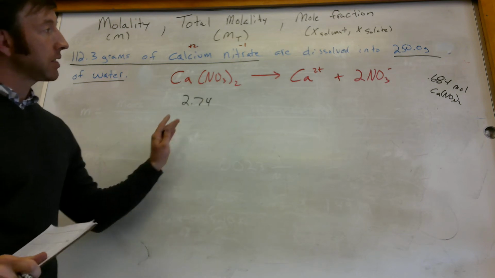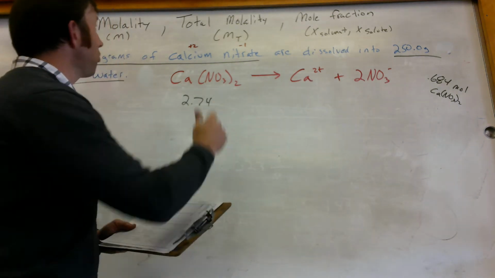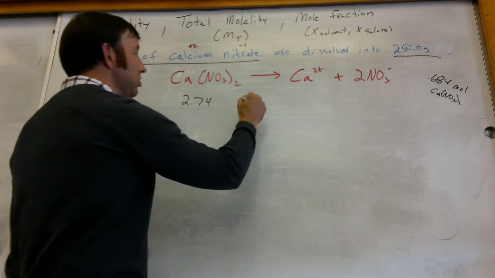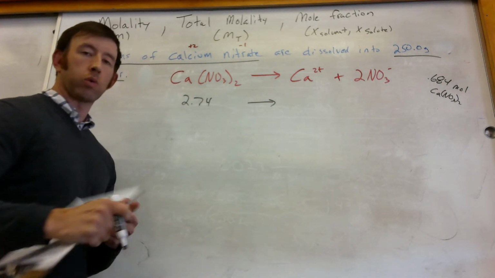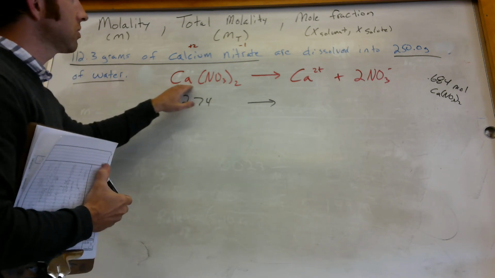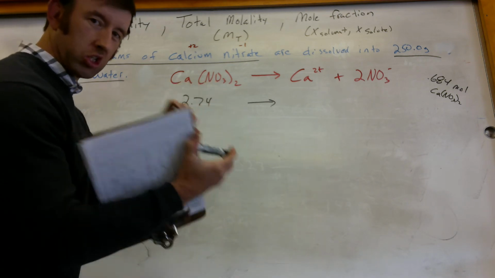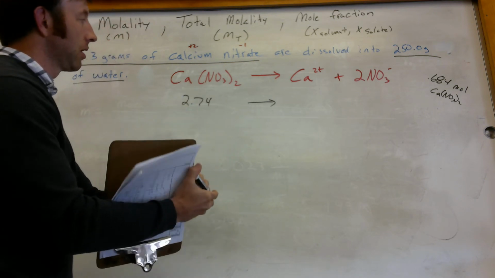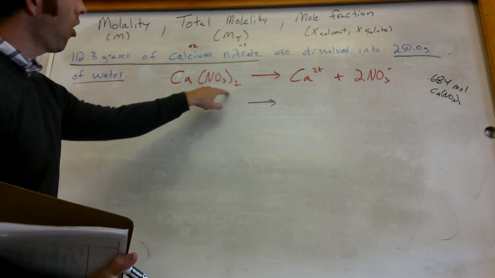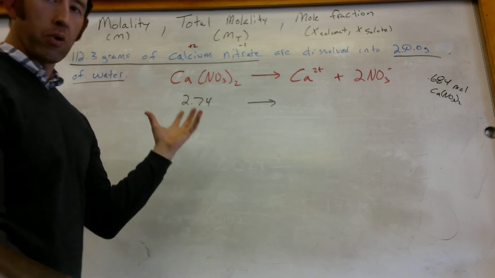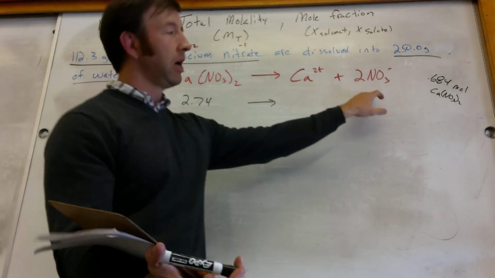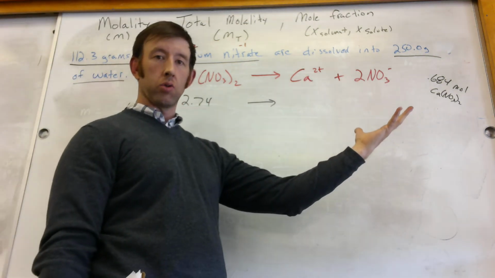Now, I wrote out my dissociation reaction because my total molality, my MT, is going to be a little different than my molality. Because what's happening here is I've got 2.74 moles of calcium nitrate particles, where they're still stuck together before they dissolve, per kilogram of water. Once I dissolve that into water, all those individual particles actually separate from each other. So those 2.74 moles are going to get distributed out amongst all those different particles.